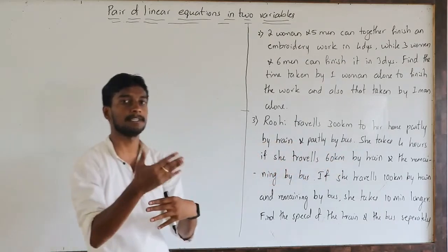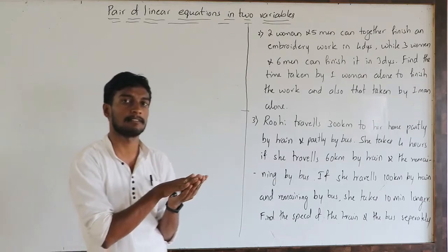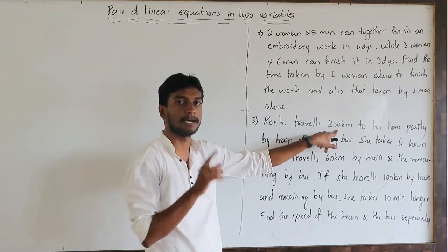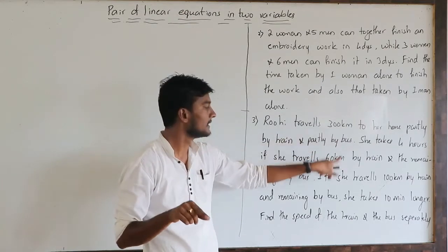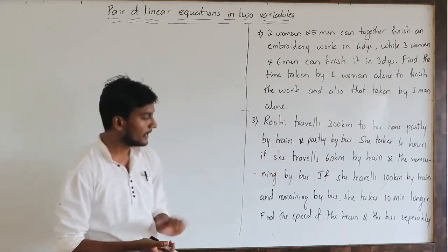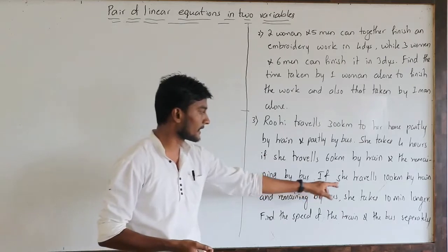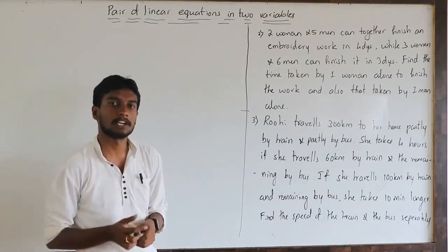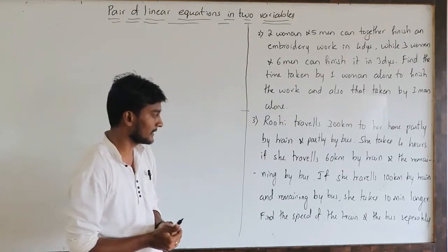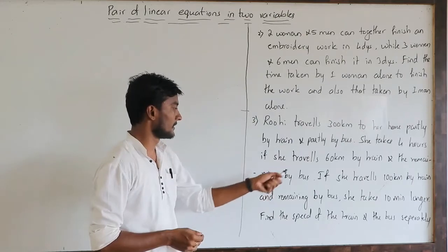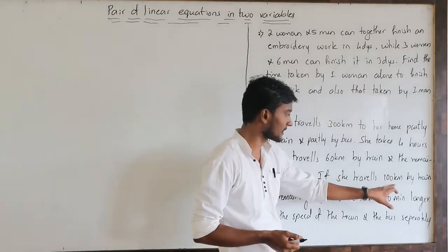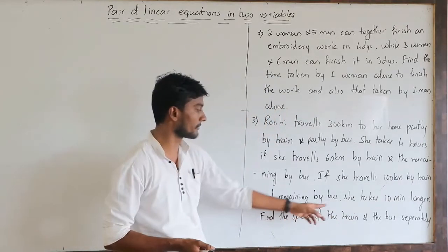And remaining by bus means, in 300 kilometers, 60 she will travel by train, so the remaining 240 kilometers she will travel by bus, because totally 300 kilometers, 60 kilometers by train means remaining 240 kilometers by bus. In the second condition, if she travels 100 kilometers by train, in 300 kilometers, the remaining 200 kilometers she will travel by bus.